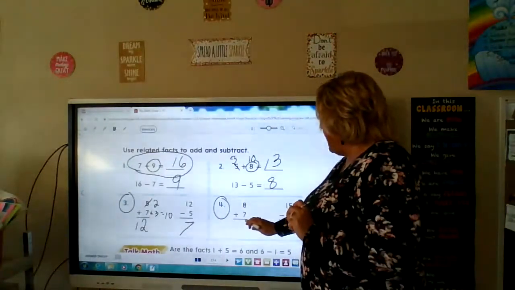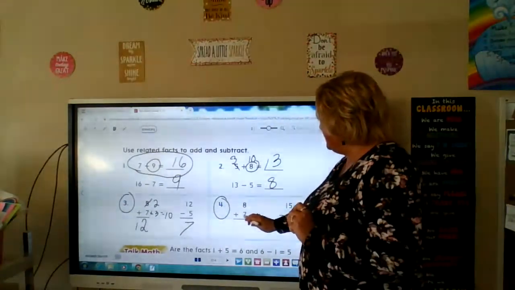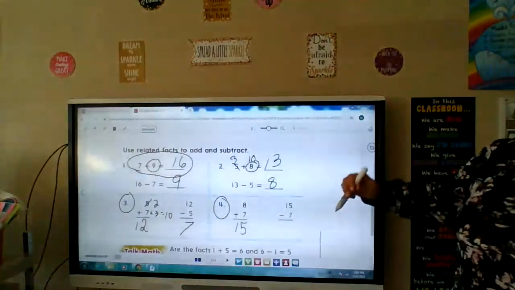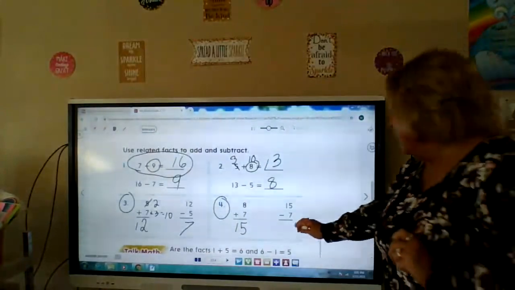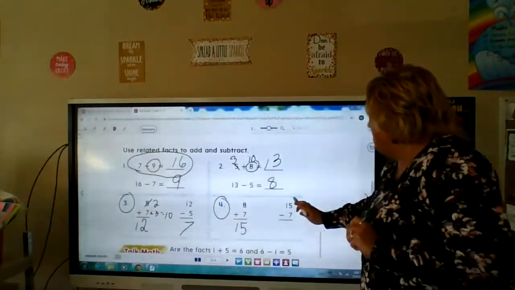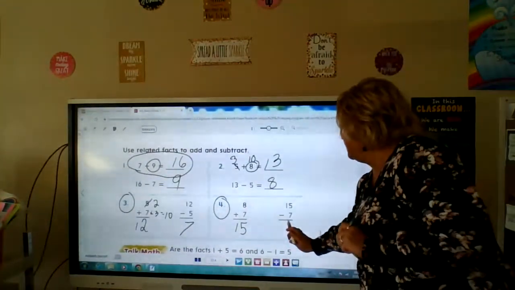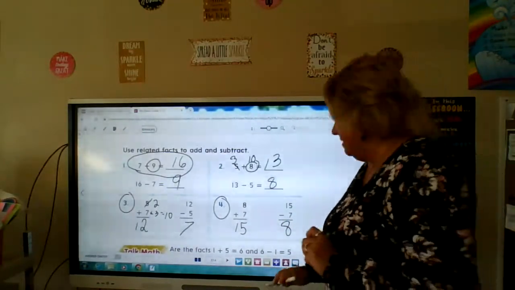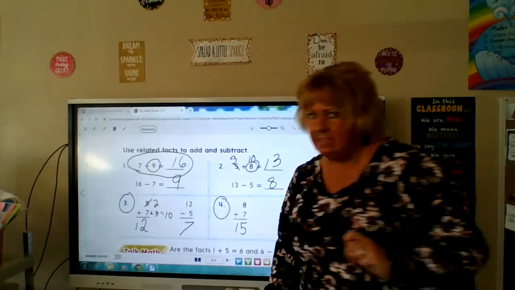Okay, on this one, I know that 7 plus 7 is 14, so 8 plus 7 is 15. And then a related subtraction problem, of course, we're going to start with the big number. 15 minus 7, what's left over? 8. Is 8 plus 7 15? You bet. If you got that one right, go whoop, whoop.